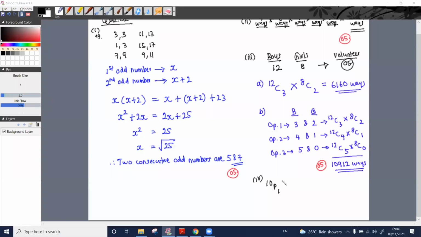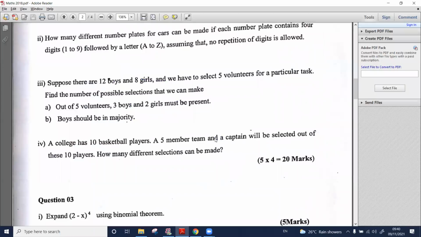But we need what? A captain and 5 members.